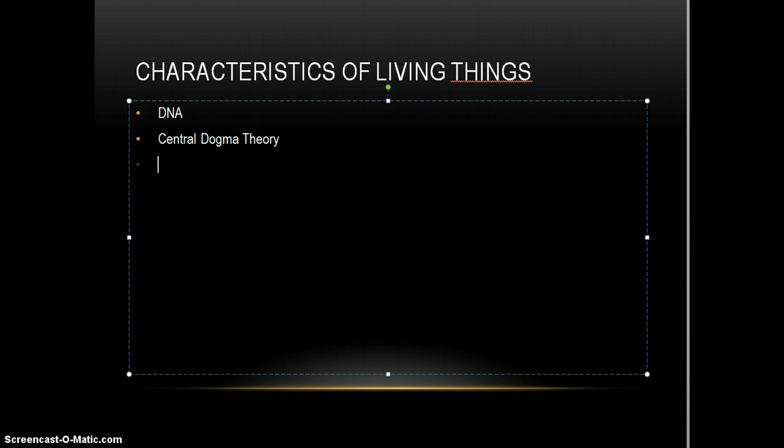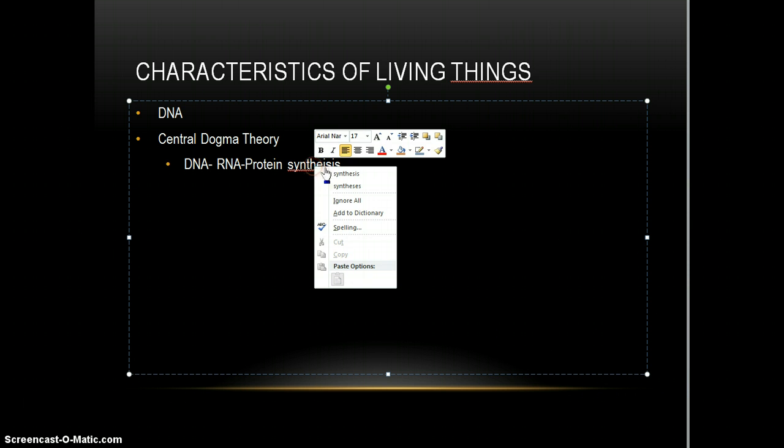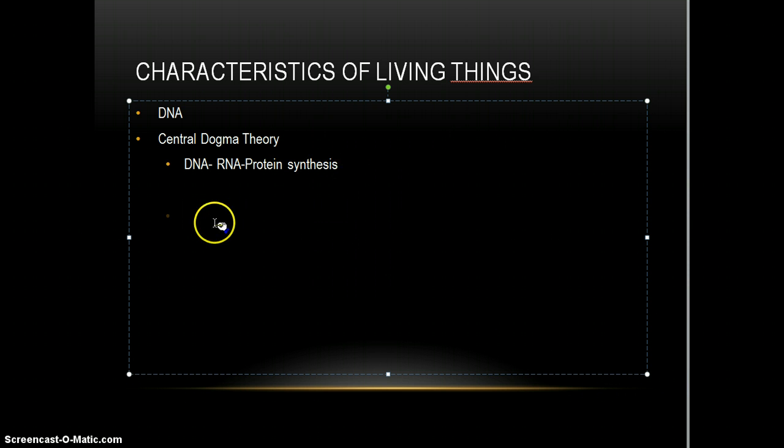Now what this states again is DNA to RNA to protein synthesis. Although these processes will be later described, when DNA makes DNA, it is called replication.